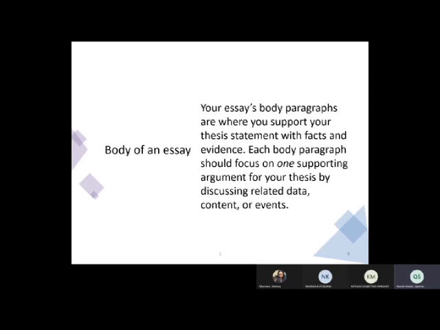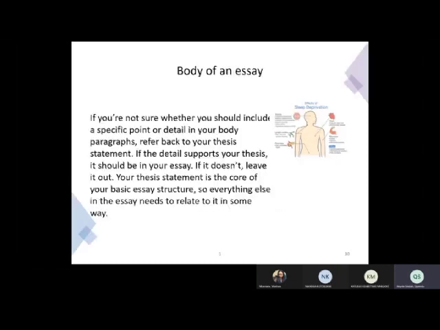Then in your body paragraphs, this is where you support your thesis, and you support it through topic sentences, supporting sentences, and concluding sentences. This is also where you provide evidence to support your arguments, and this evidence is usually provided in the form of referencing. So you take an academic journal that has already conducted the research, and then you support your ideas or your arguments. If you're not sure whether you should include a specific point or detail in your body paragraph, refer back to your thesis statement.